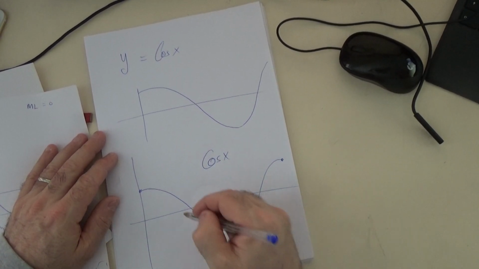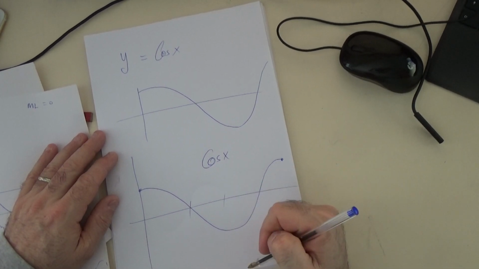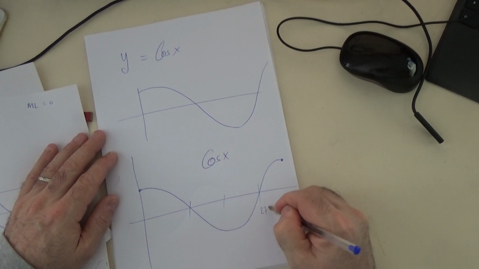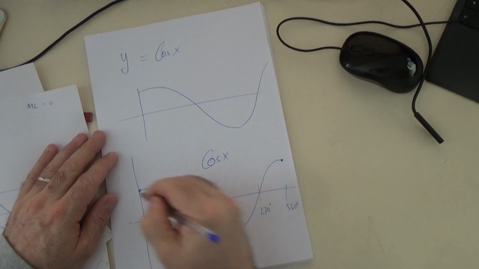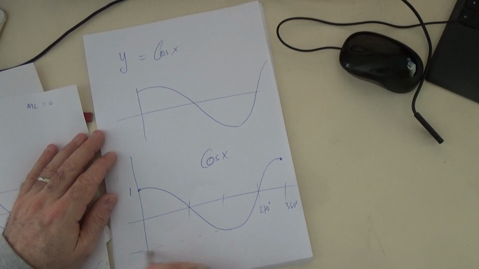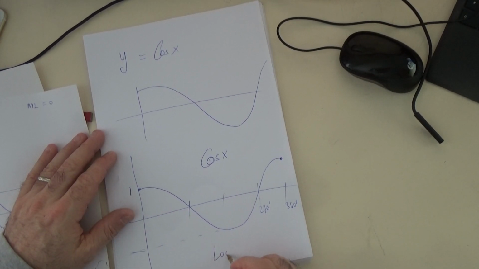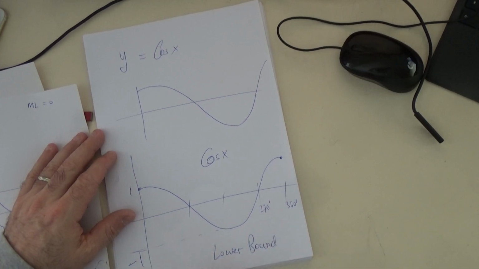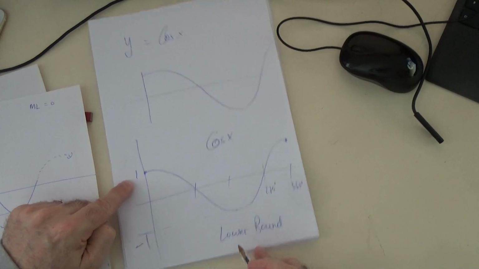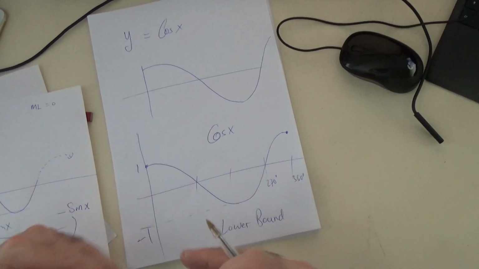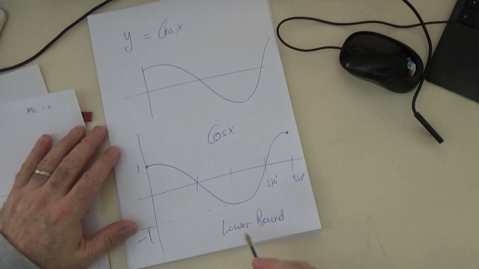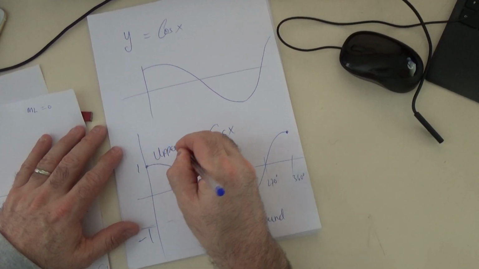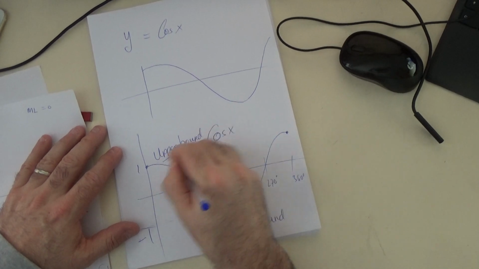Okay, we know this needs to be 90, this needs to be 180, this needs to be 270 degrees, and this needs to be 360 degrees. Okay, this is 1, and the lower bound, there's an interesting phrase, the lower bound is -1, and the upper bound is 1. Can you get cosine to go bigger than that? No, not unless you start putting big numbers here. So the upper bound is 1. Can it be 1? Yes, it can.